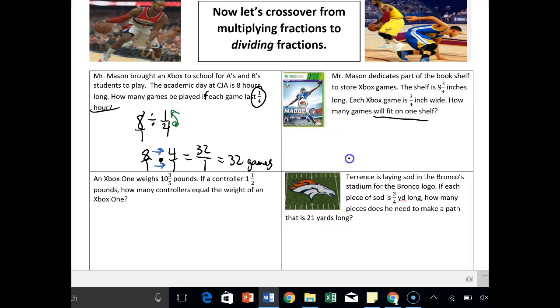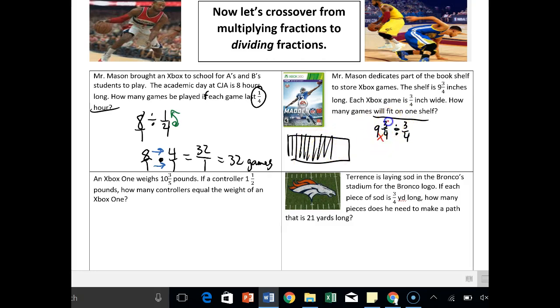I have this shelf that's this long, and I'm having all these Xbox games, and how many can I fit in here, right? That's the kind of image that you're thinking of. So really, you're saying 9 3/4, and I'm saying, all right, divided by 3/4, right? How many of the 3/4 Xbox games can I fit in that shelf?